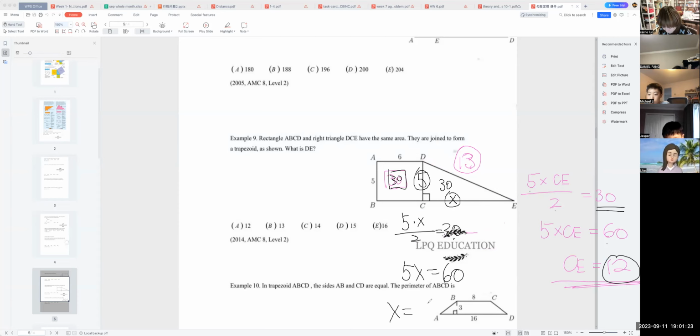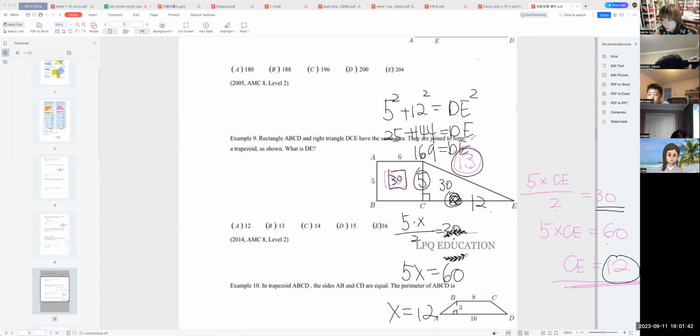12. Yes. So how do we get 13? It's because this is a right triangle. So 5 squared plus 12 squared equals DE squared. So 5 squared equals 25 and 12 squared equals 144, which equals DE squared. So 169 equals DE squared. So DE equals what? 13. Get it? Which part don't you understand? I understand everything now.